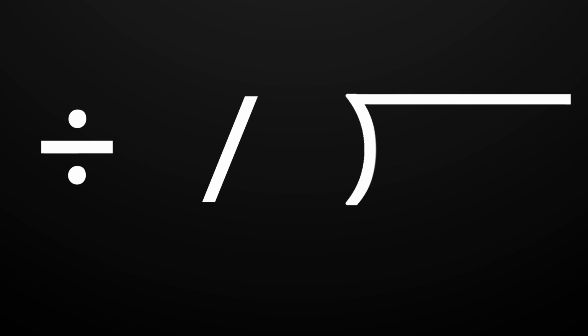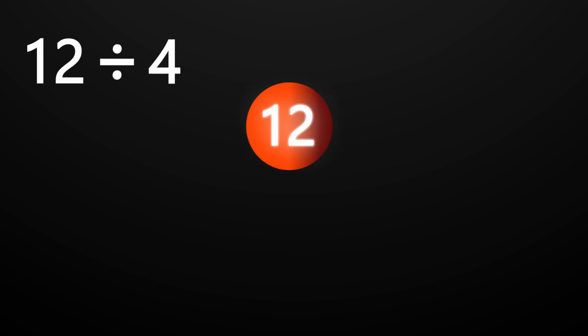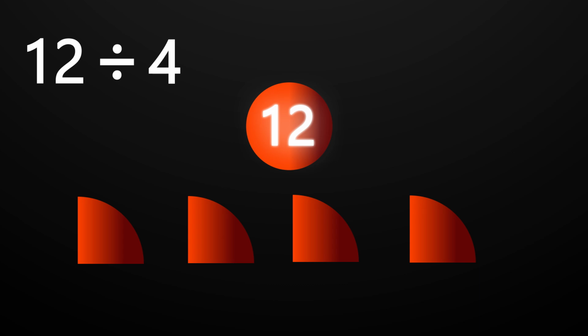Division is usually represented by this classic division symbol, sometimes by a slash, and in long division by this horizontal bar structure, which we'll soon use to break down larger numbers. Let's begin with a simple one. Say you have 12 divided by 4. What that really means is, how can I split 12 into 4 equal parts?